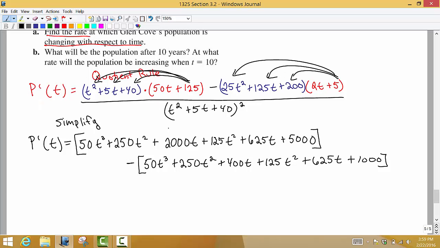Okay, and of course that's all over that denominator squared, but I'm going to hold off on that part for a minute. And remember that we're subtracting off, so all the signs in the second group are going to change to be negative. So we want to keep that in mind.